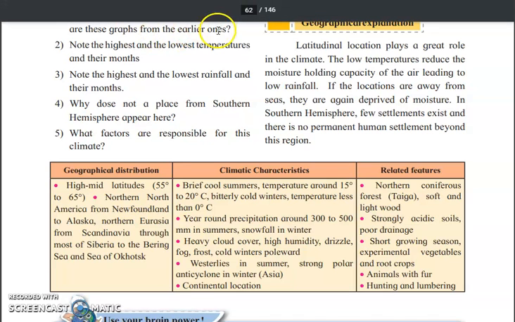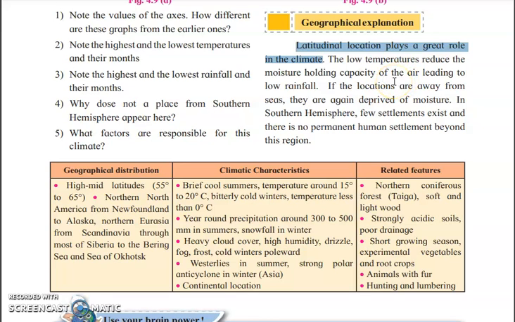So basically, in the taiga region, the latitudinal location plays a very important role. In which latitudinal location does it come? It comes in 55 to 65. Because of the very low temperature, definitely the moisture holding capacity of the air is going to be very less, leading to low rainfall. If the locations are away from the sea, they are again deprived of moisture. If there is no sea available in the nearby area, then definitely the moisture in the air is going to decrease.